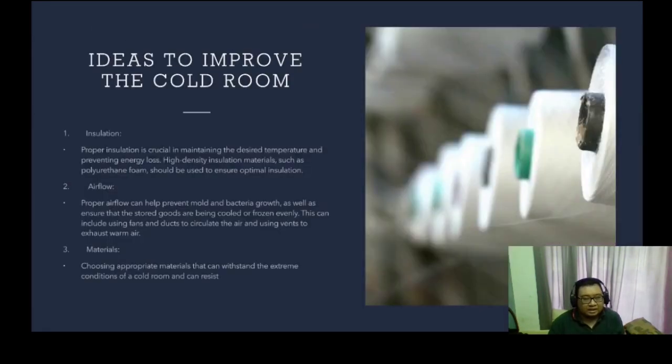There are several ideas you can use to improve the cold room. The first one is insulation. Proper insulation is crucial in maintaining the desired temperature and preventing energy loss. High density insulation materials such as polyurethane foam should be used to ensure optimal insulation.